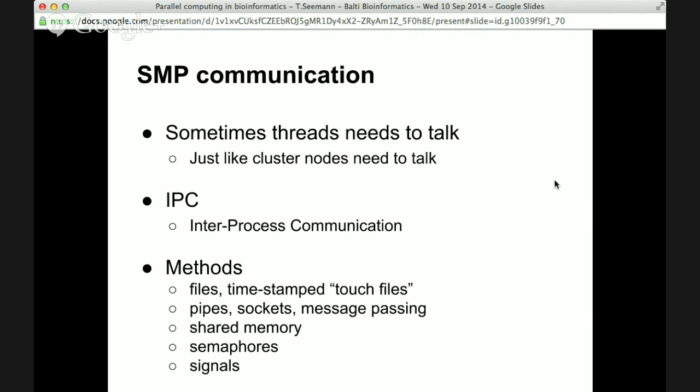Like I was saying before, sometimes it's simple and the tasks can just independently do their work, or sometimes they need to talk. So there are all sorts of ways to do this inter-process communication, and there are simple things like just using touch files as one way of communicating. But when you pipe two commands in Unix, you're doing inter-process communication, or using shared memory, or all sorts of other things that I won't go into.